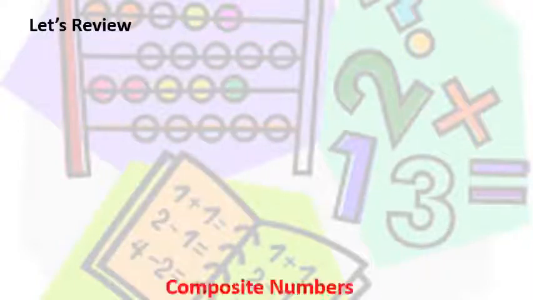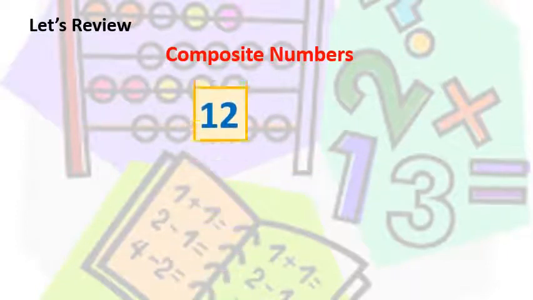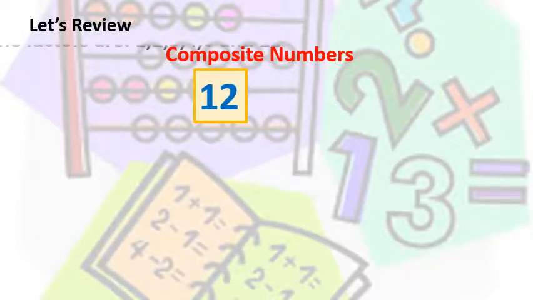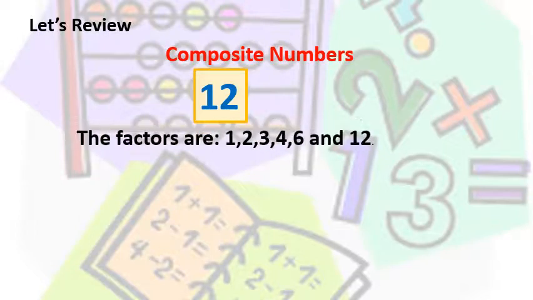Again, let's review composite numbers. So 12 is a composite number. Why? Because the factors are 1, 2, 3, 4, 6, and 12. So from where did we get these numbers? It's because 1 times 12 is 12, 2 times 6 is 12, 3 times 4 is 12. So that's why 12 is a composite number.